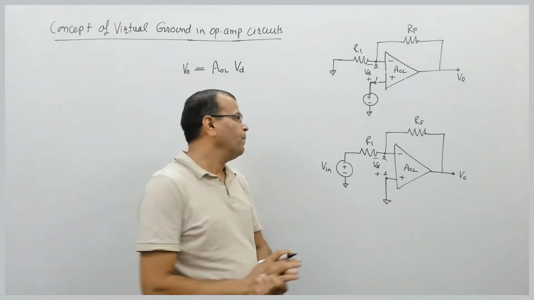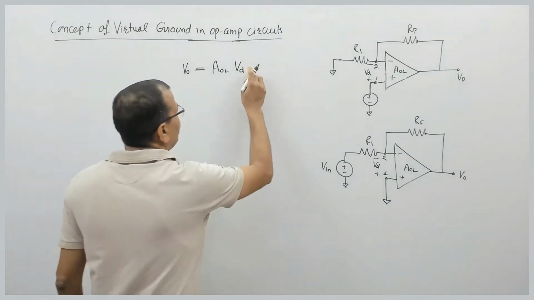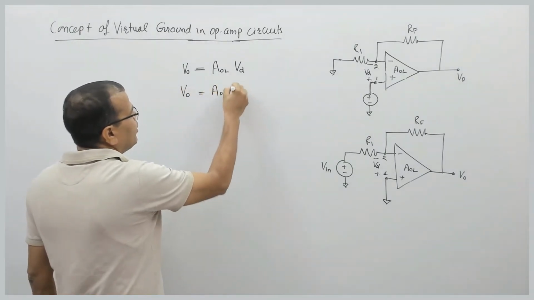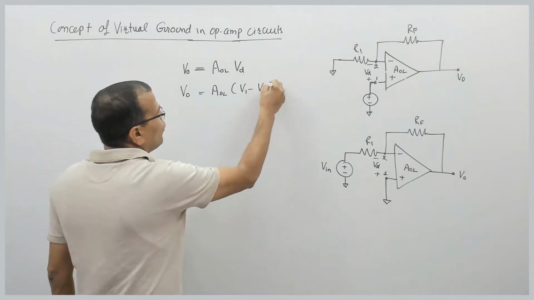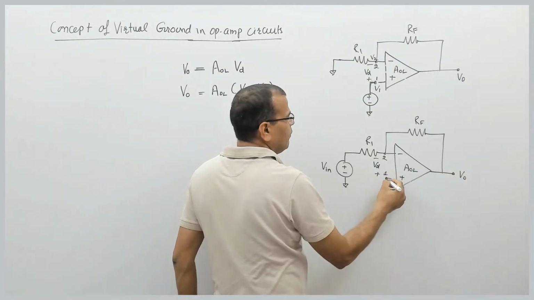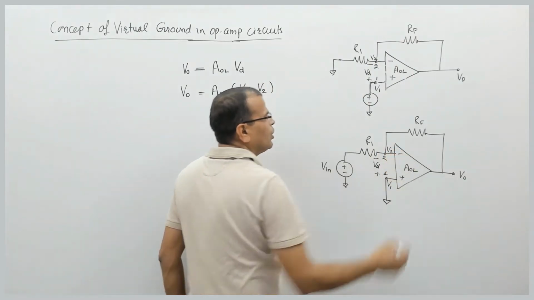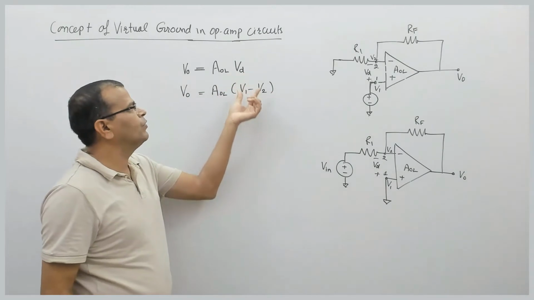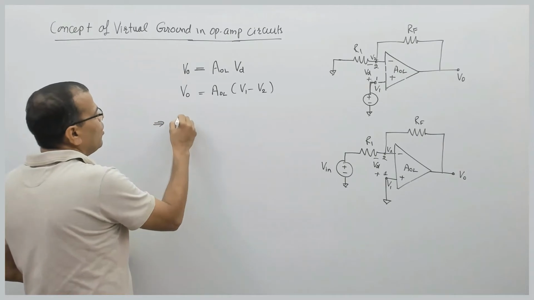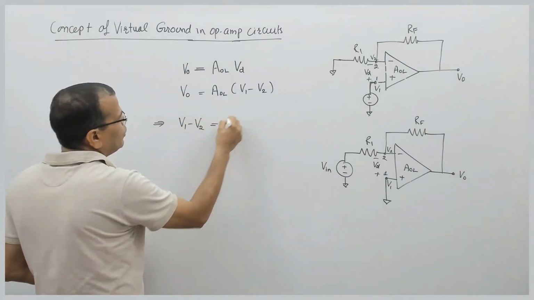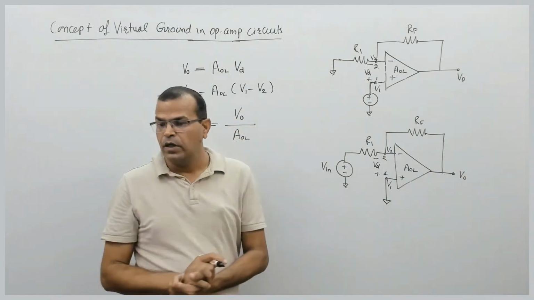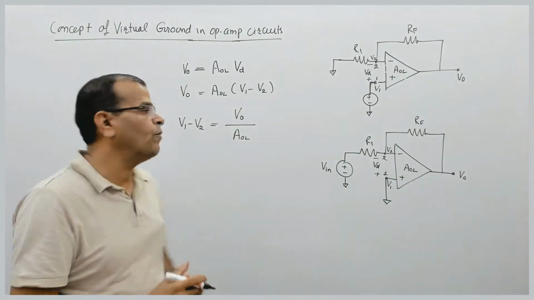So with differential input voltage VD, V0 equals AOL into (V1 minus V2), where V1 is the voltage at node 1 and V2 is the voltage at node 2. So the differential input voltage is V1 minus V2 of course. This gives V1 minus V2 equal to V0 divided by AOL. AOL stands for open loop gain of the op-amp.